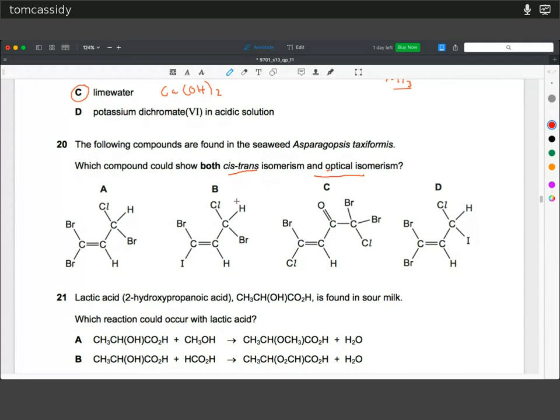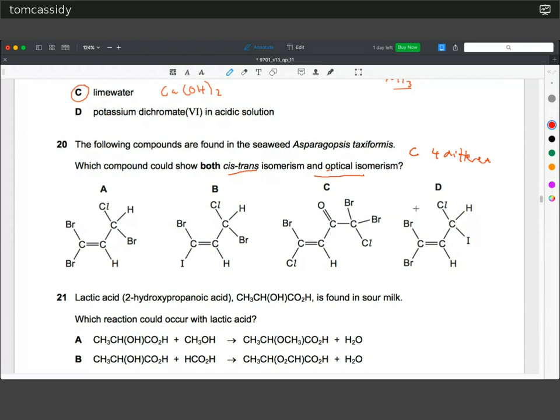And cis is looking for something that's on the same side, and trans is looking for something which is on opposite sides. So we're looking for something here which is on the opposite sides of this double bond. And the optical isomerism is when you've got a single carbon atom, and it normally has four different atoms or groups bonded to it, and they've all got to be different. And that's known as a chiral carbon.